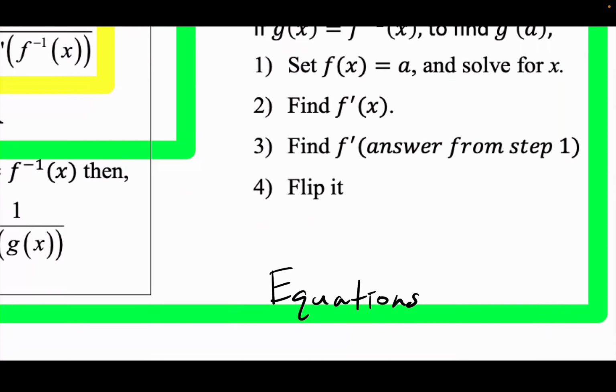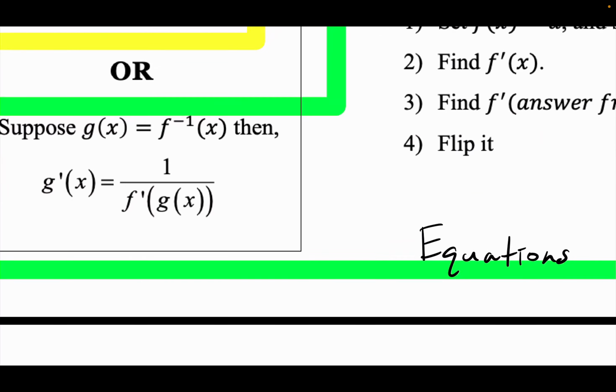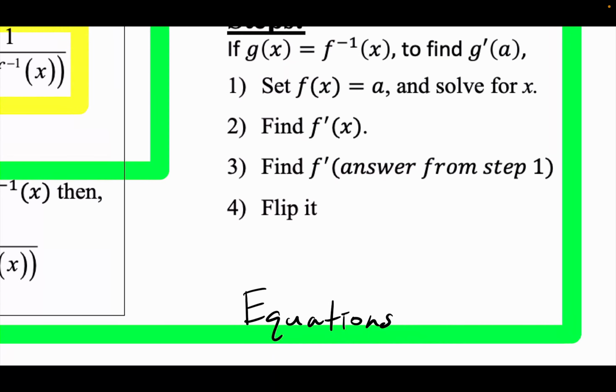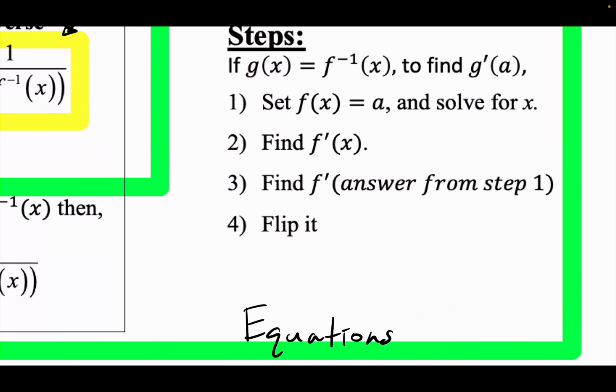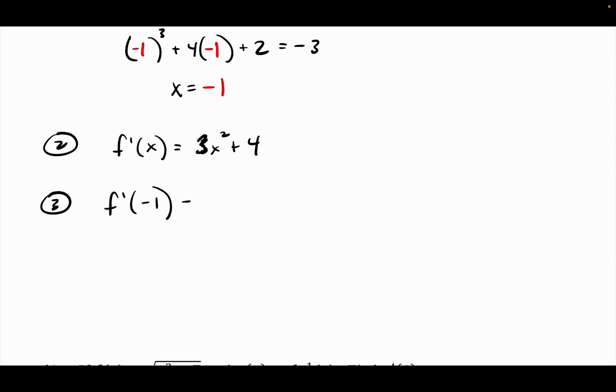That's step two. Step three: find f prime of your answer from step one. So whatever you got for x, you're going to plug it in those parentheses there. So f prime, and what did we get from step one? -1. F prime of -1.